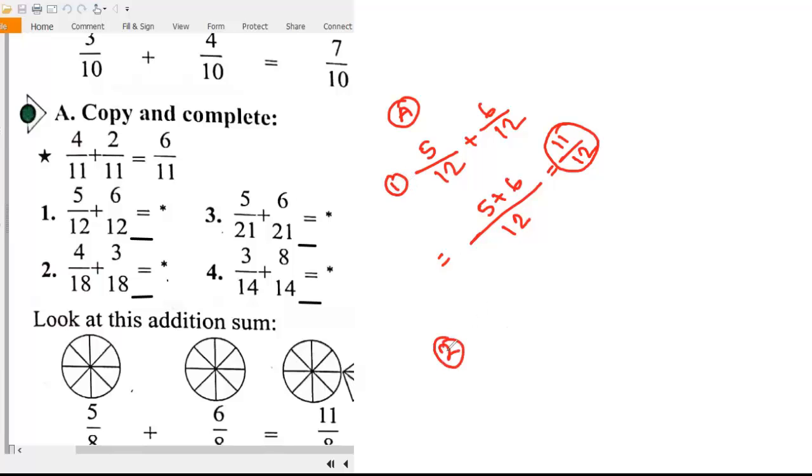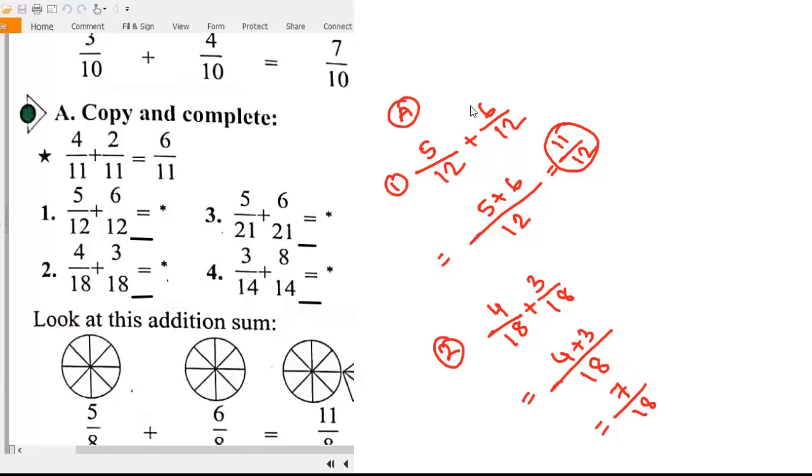Now A2. A2 says 4 by 18 plus 3 by 18. So how can you solve this problem? Look, both denominators are same. So we have to just add the numerators. 4 plus 3. What is 4 plus 3? That will be 7. 7 divided by 18. Okay. So that is the answer of number 2.